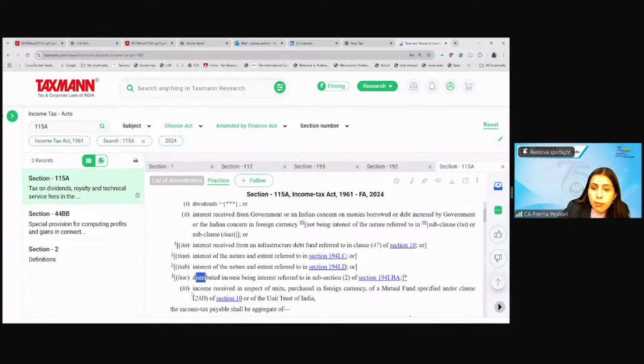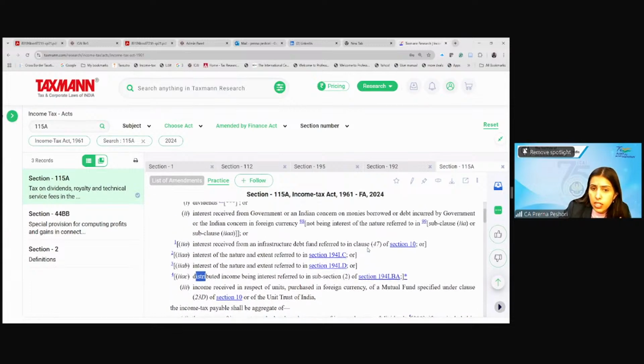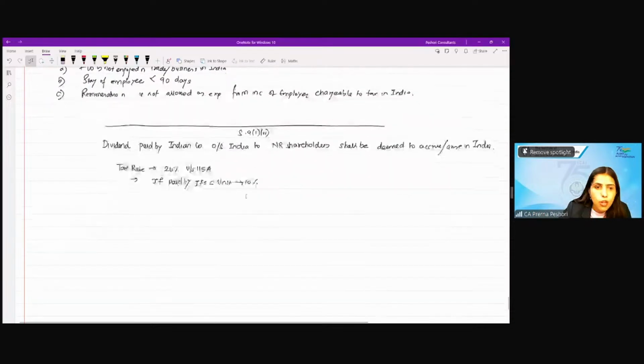Distributed income which is distributed under 194LBA, which was nothing but your dividend income, right? So dividend which is there will be taxable at 10% for a non-resident. Now you can just write it over here. Let me make a small chart for you.